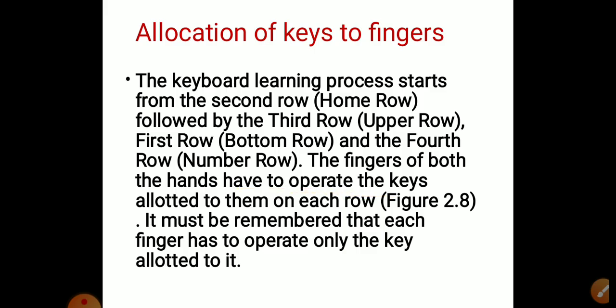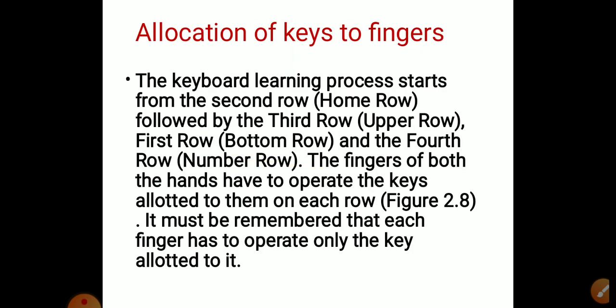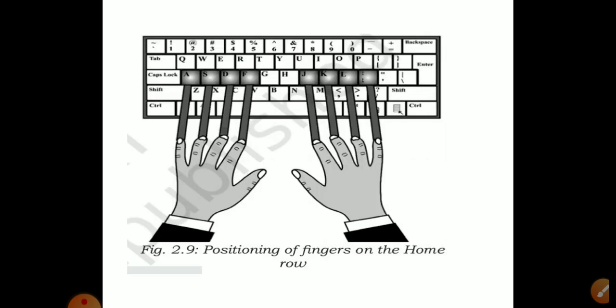Allocation of keys to fingers I have already told you. This is the allocation of keys to fingers on the second row, that is the home row. Already I told how to place the fingers with a picture. A, S, D, F, J, K, L, semicolon. A, S, D, F take the left hand, 4 fingers. J, K, L, semicolon take the right hand, 4 fingers.